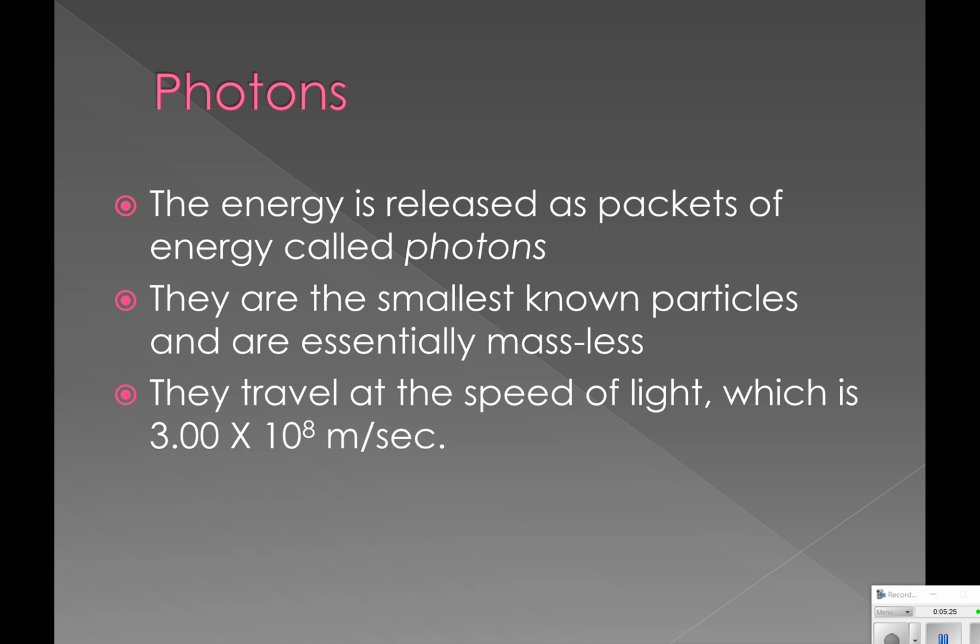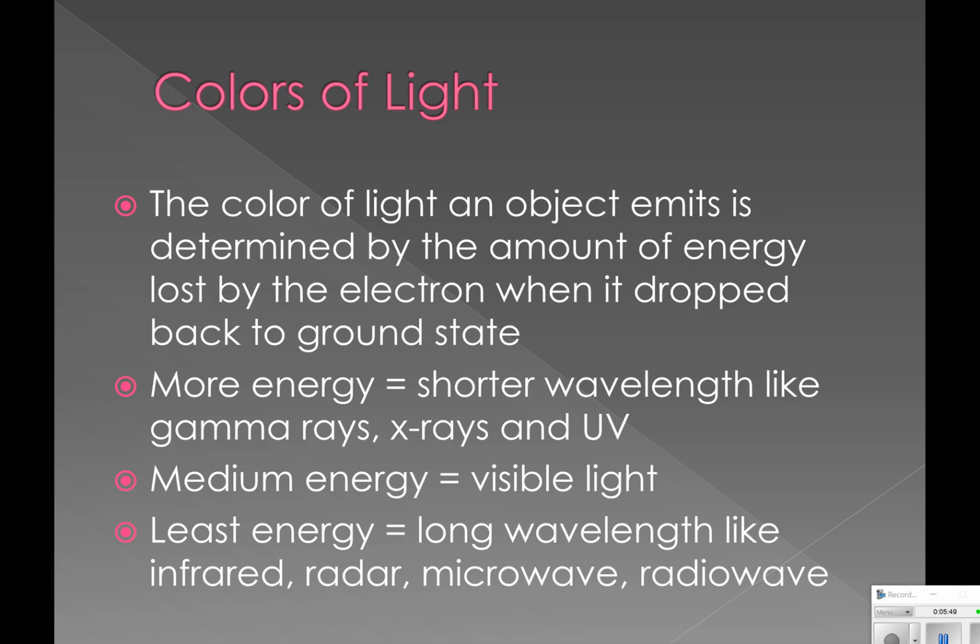Now, the energy that's being released from these electrons is released as packets of energy that we call photons, which are essentially massless and the smallest known particles. And they are going to travel at the speed of light, which is an extremely fast value of 3 times 10 to the 8 meters every second.